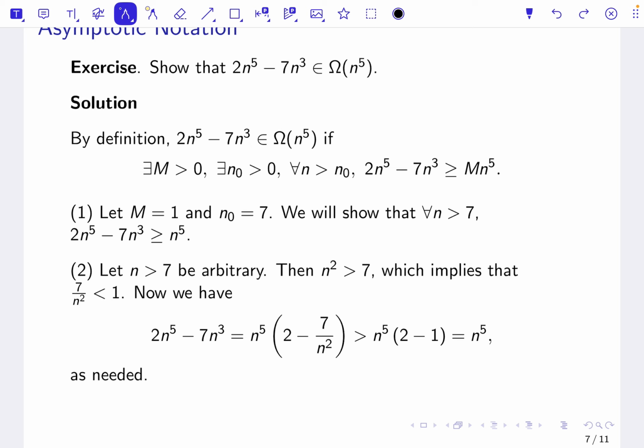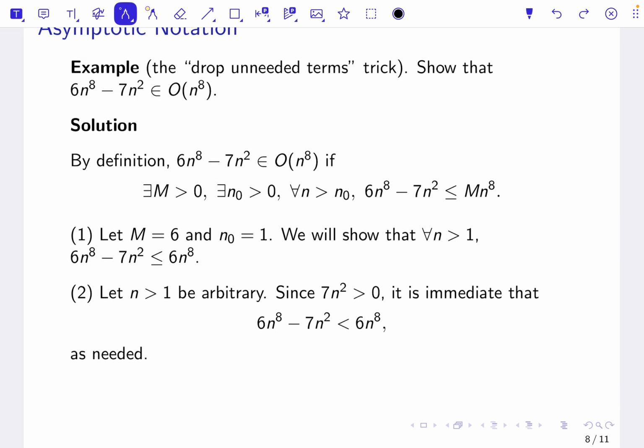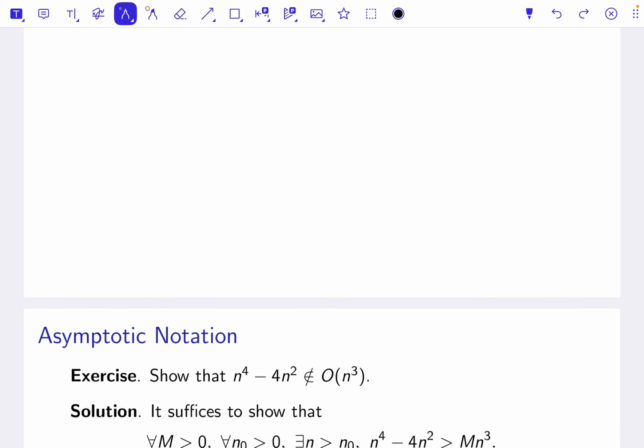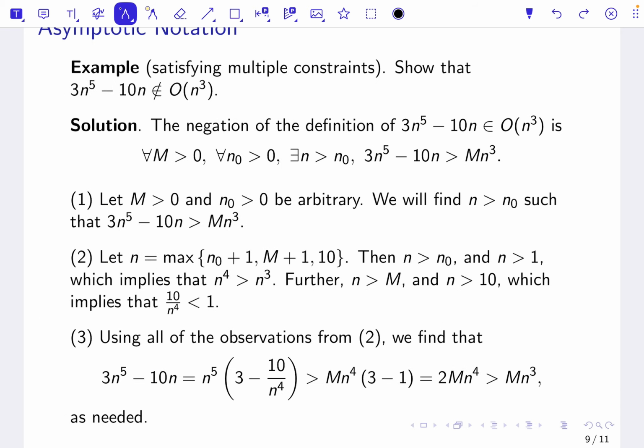Okay, 2n to the 5 minus 7n to the 3 is in big omega of n to the 5. Well, I said earlier that if we're not checking out a negative result next, I'm going to skip it. So I'm going to skip this. And this. Oh, phew. And I think this is one of the last examples.